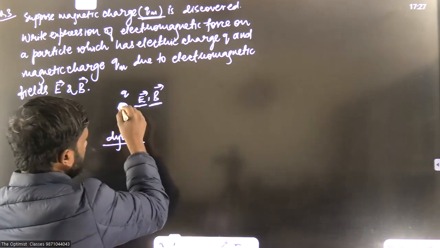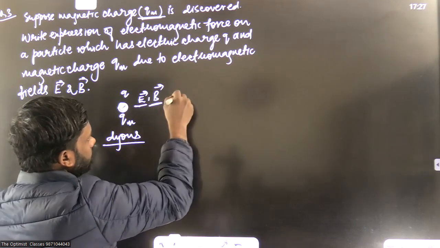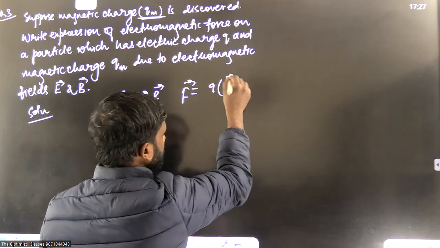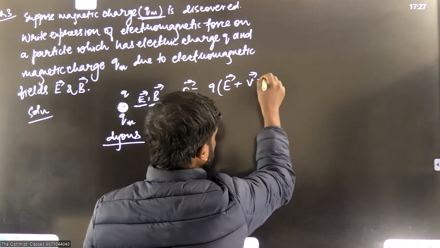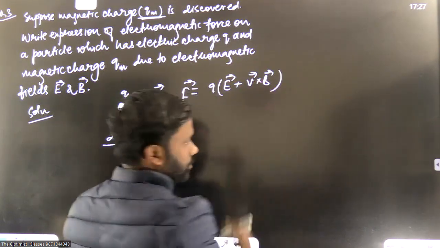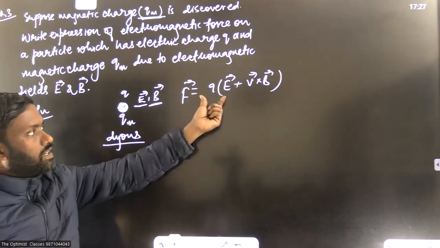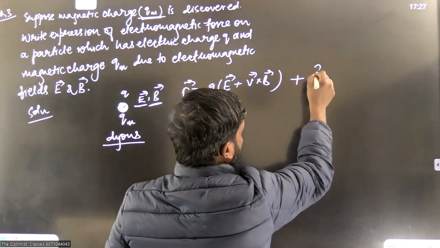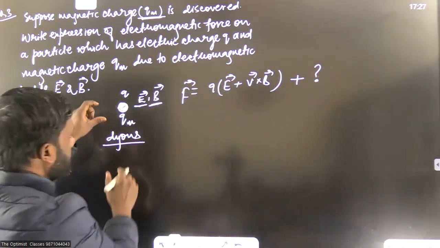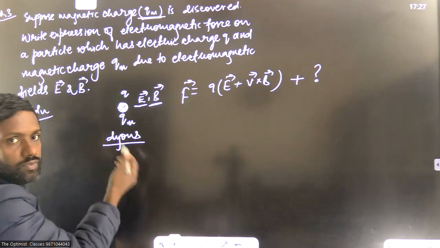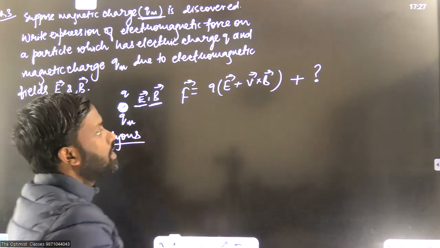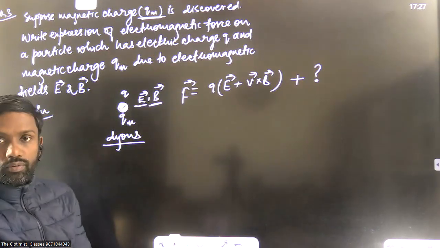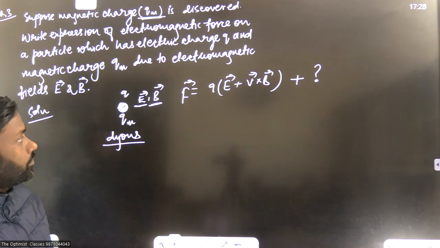We know that if there is a particle which has charge q, then the force on this charge is simply q(E plus v cross B). So this is the electric force and this one is the magnetic force. But now we have to add something here, because now this particle has another property which is magnetic charge. So because of the presence of magnetic charge, there will arise some other term here. So that term we have to think of. So what that term is.